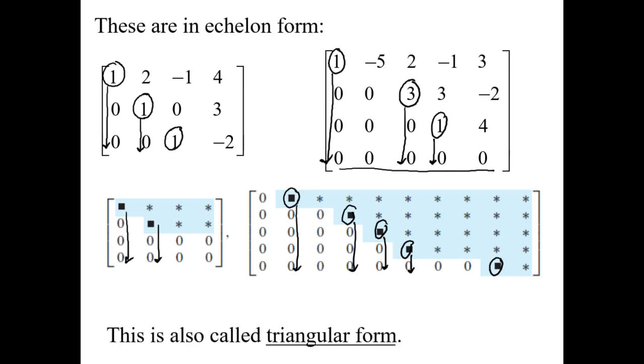Now, by the way, these are also sometimes called triangular form because you can create a little triangle. Sort of kind of looks like a triangle of zeros, or the top triangle is the triangle of numbers. I don't know, whatever. Triangular form.